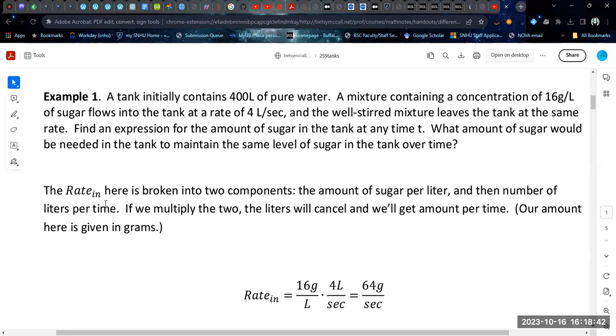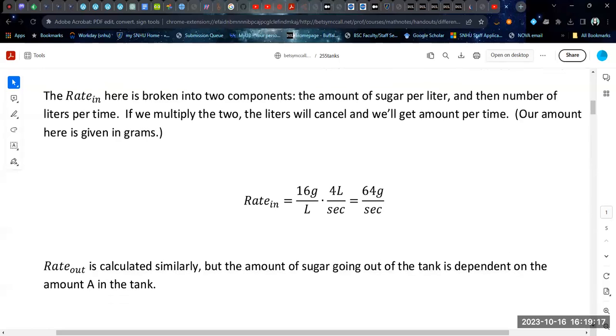All right, so the rate in is broken up in our problem into two components: the concentration of the sugar and the volume of the liquid being pumped in. To get the rate in, we're going to multiply the sugar concentration by the fluid amount. So 16 grams per liter by 4 liters per second, we get the liters to cancel. And so the rate in of the sugar is coming in at 64 grams per second.